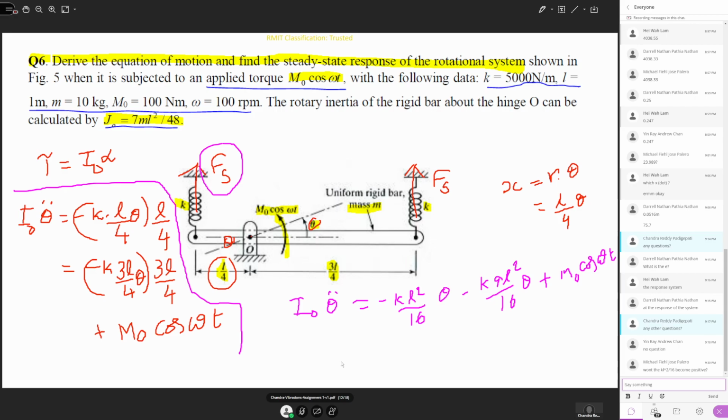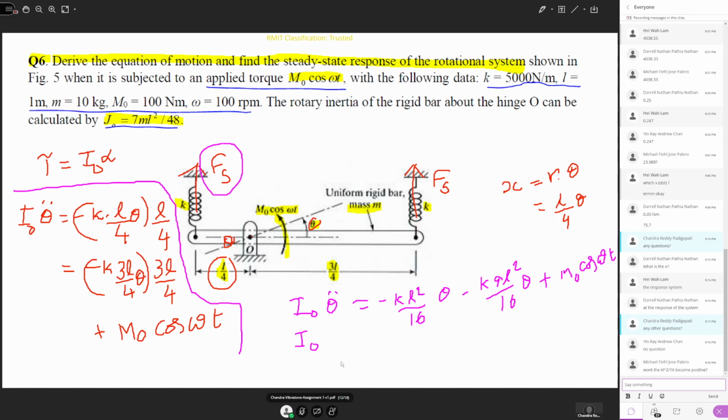Won't the K L square by 16 become positive? Yeah, you can do that, Michael. Now both forces will be acting upwards, therefore both are negative initially.